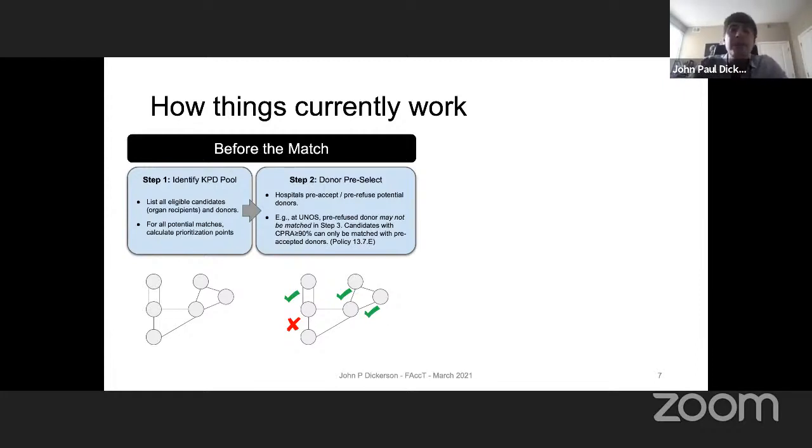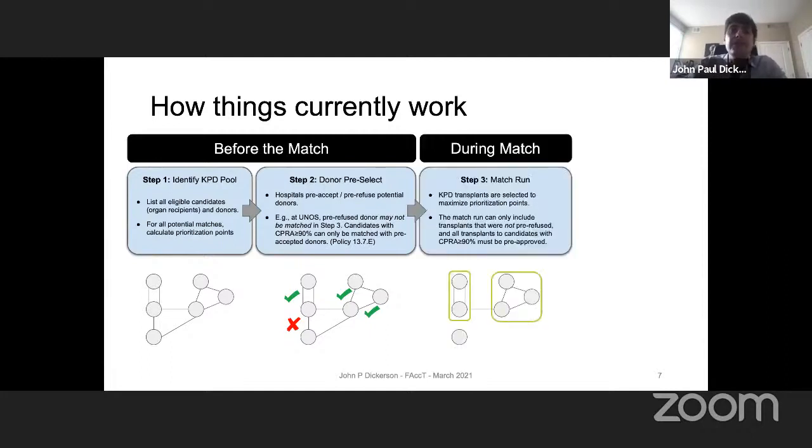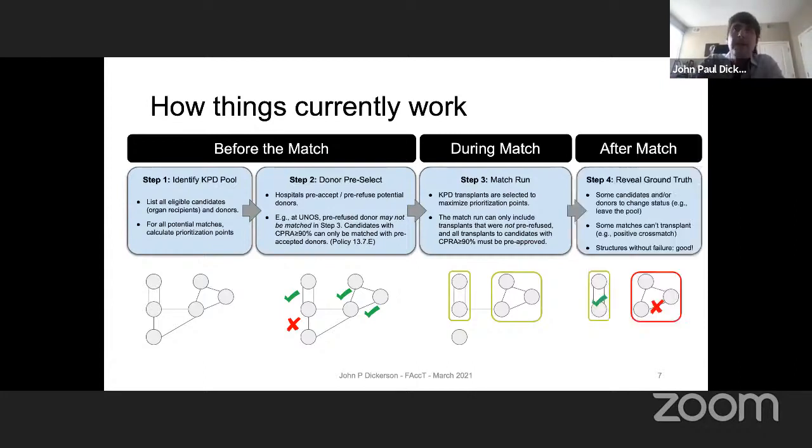We have a paper, for example, at NeurIPS 2020 that takes a Monte Carlo tree search approach to trying to reduce this. Now, after determining the information that should be fed into a match run, an optimization algorithm is run, wherein cycles and chains of various lengths and different weights and different risk profiles are chosen algorithmically. Now, once these are chosen, patients and donors are notified, additional medical tests are run, operating rooms are scheduled, doctors are scheduled, nurses are scheduled.